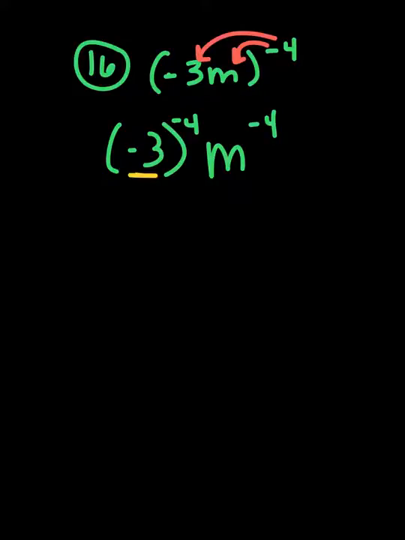So both exponents are sad, so I'm going to move them both to the denominator, giving me (-3) to the 4th in the denominator, and m, which doesn't need to be in parentheses, m to the 4th in the denominator. And if nothing's in the numerator, we leave a 1.